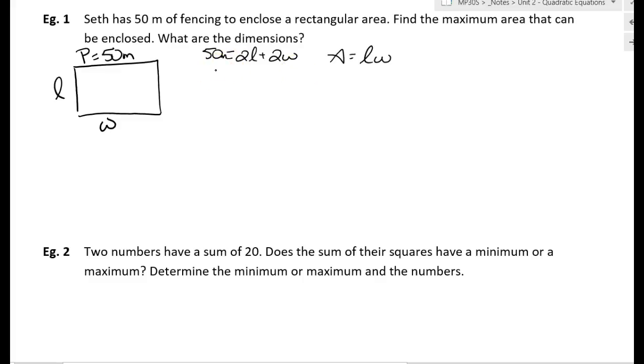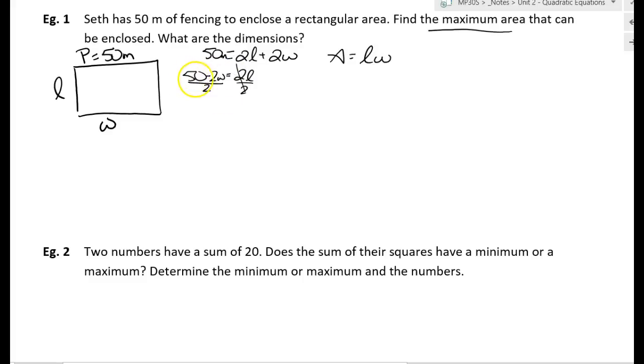Moving forward, I can manipulate my first equation so that I can substitute it into the second equation and solve for a maximum to answer the question of what is the maximum area that can be enclosed. So I'm going to isolate length. 2 lengths is 50 meters minus 2 widths. And so 1 length, everything's going to be divided by 2.